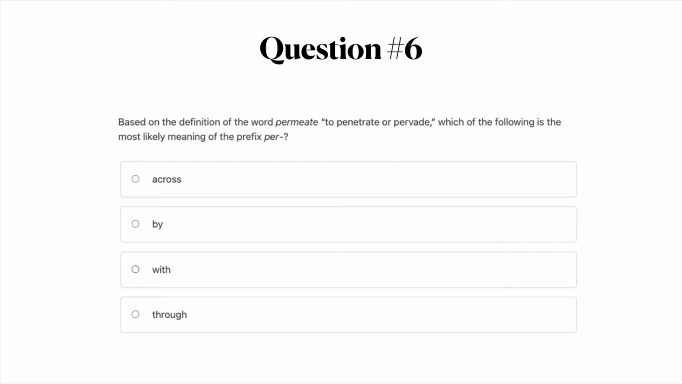Based on the definition of the word permeate, to penetrate or pervade, which of the following is the most likely meaning of the prefix per? A, across, B, by, C, with, or D, through. Give yourself a minute to think about this question, and then we'll go ahead with the answer. The correct answer to question number 6 is D, through.